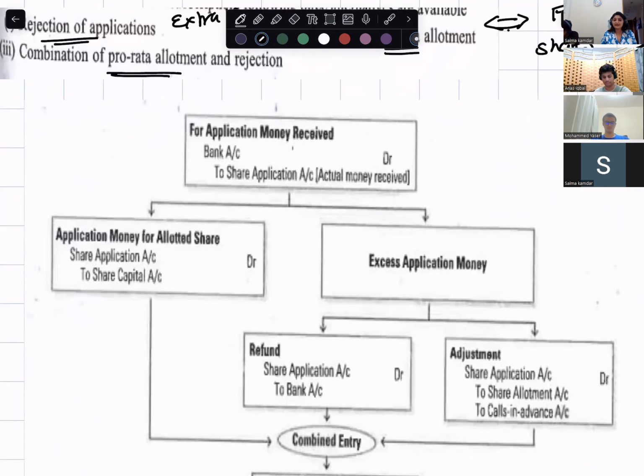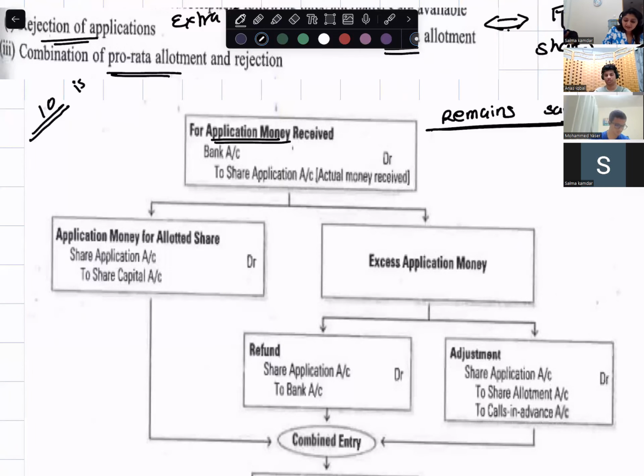When there is pro rata allotment, you first receive the application. What is the entry for receiving application? This remains the same for all cases. Bank debit, share application credit. I will make the notes and send you a PPT so that you all can learn. Bank debit, share application credit.